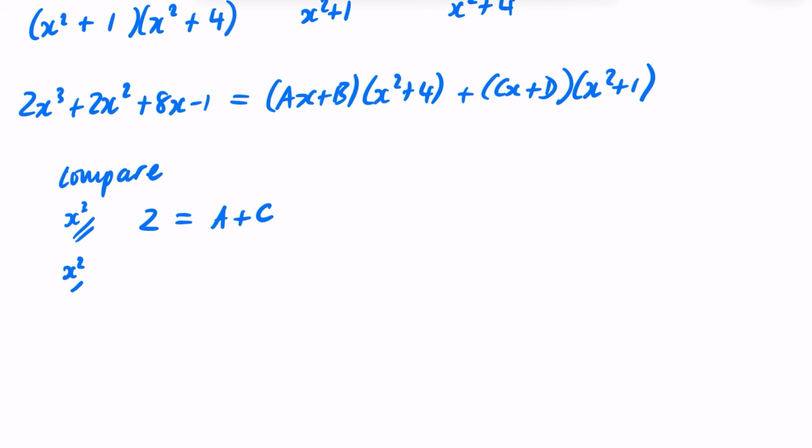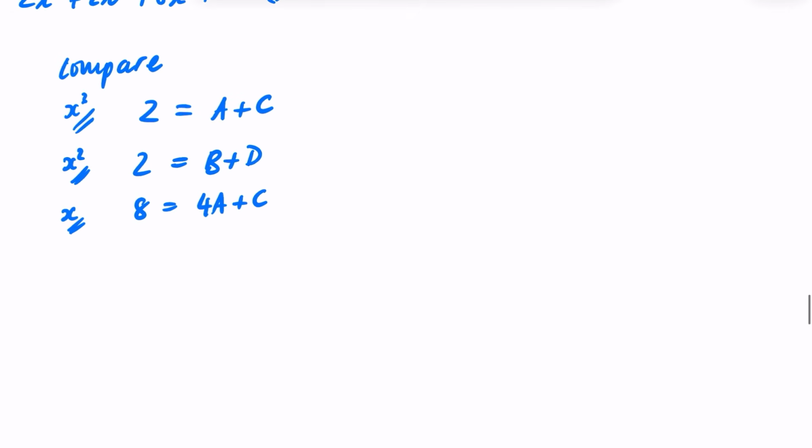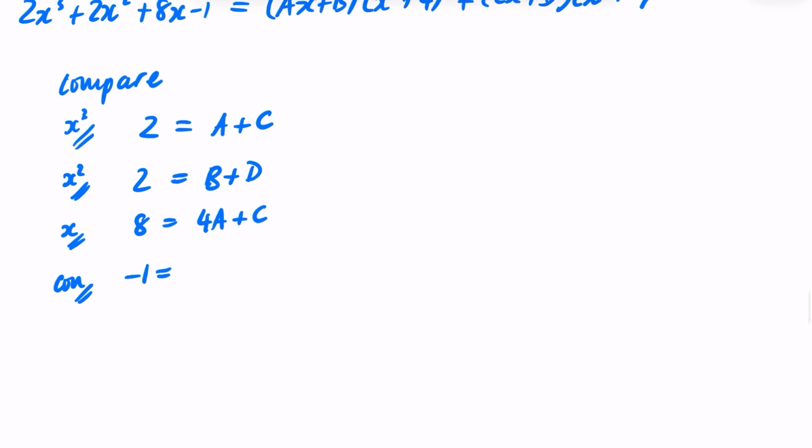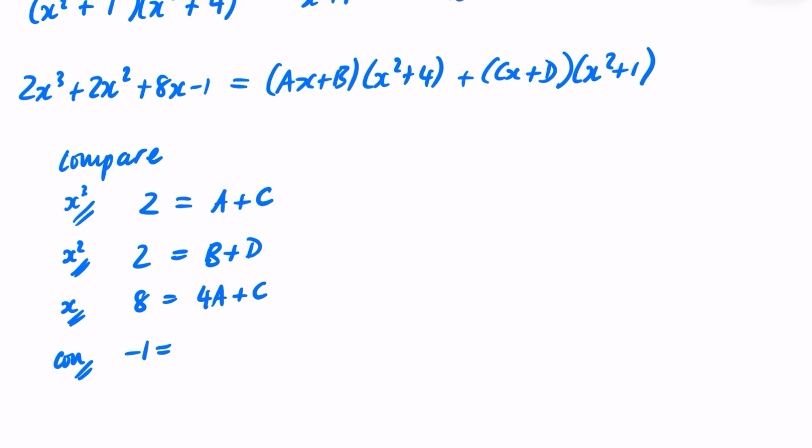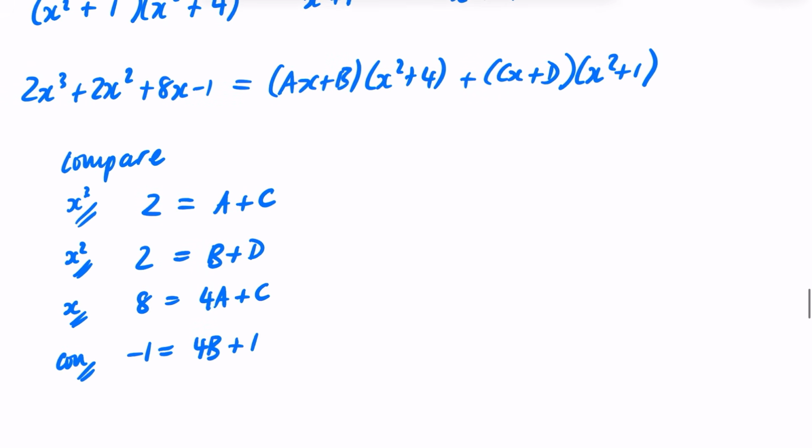If I compare the x squared terms, there's a 2 on the left-hand side. I can get an x squared like this. That's the only way I can get it from here, which is a b and a d. So it's b plus d. If I compare the x terms, there is 8 on the left-hand side. To get an x term here, there's going to be 4a, no other way of getting it, plus c. So that is 4a plus c. And then if I compare the constant terms, that is minus 1. The only way we get a constant from here is the b times 4, so that's 4b. And then from this last one, we get the d times by 1, which is just d like this.